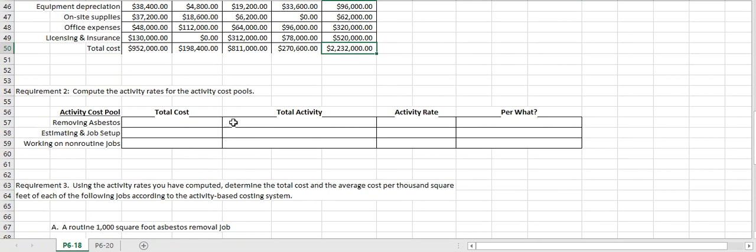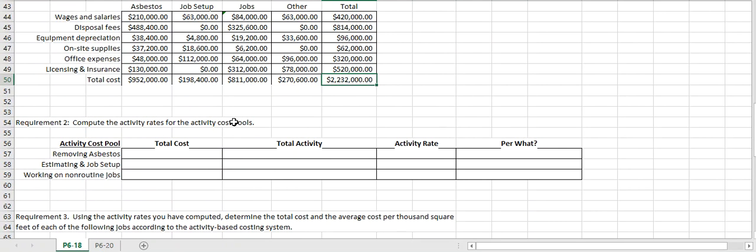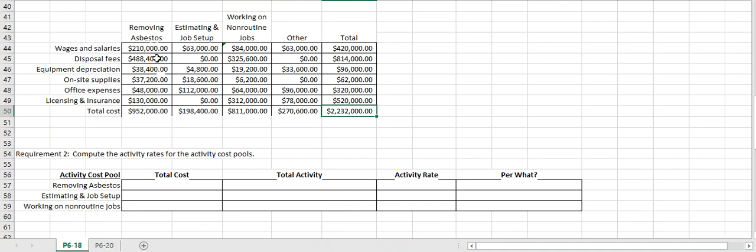So removing asbestos, we need a total cost, and that total cost is from this chart in part 1. If we added together all the costs for removing asbestos, which would be all our wages, our disposal fees, depreciation, office expenses and supplies, and licensing and insurance, all this stuff here represents our total cost. So our total cost is $952,000.